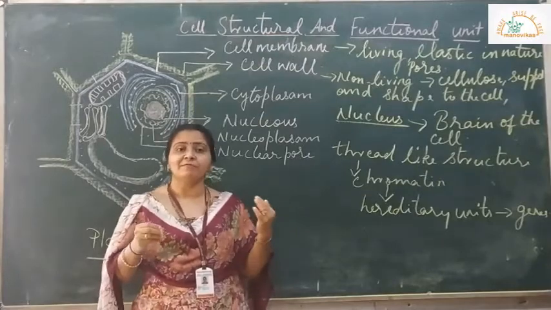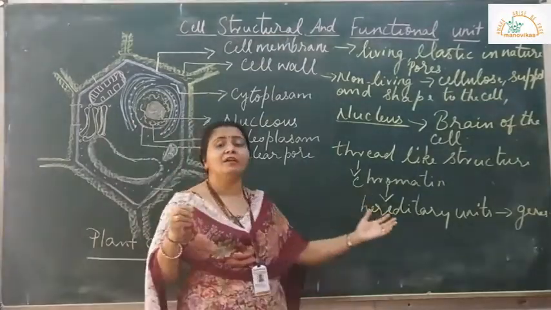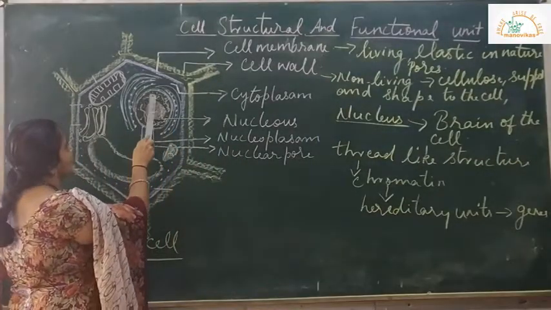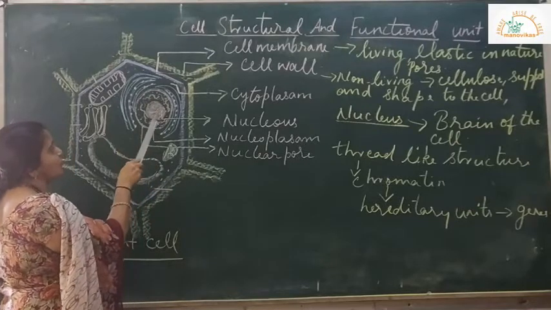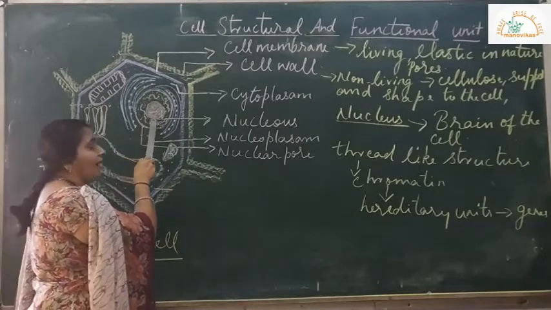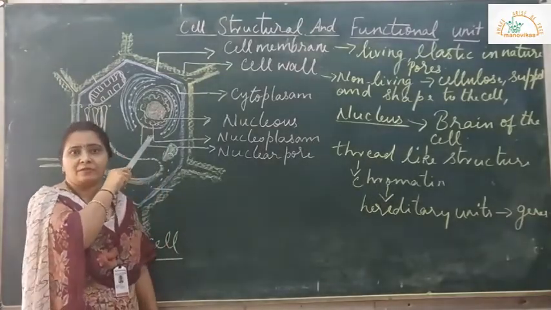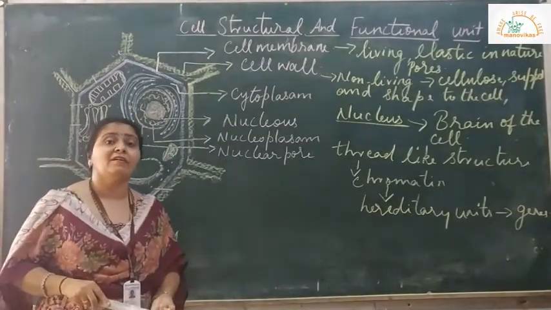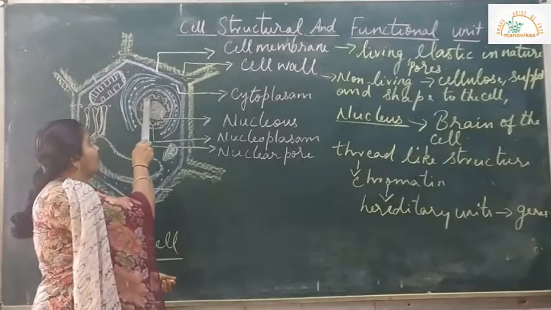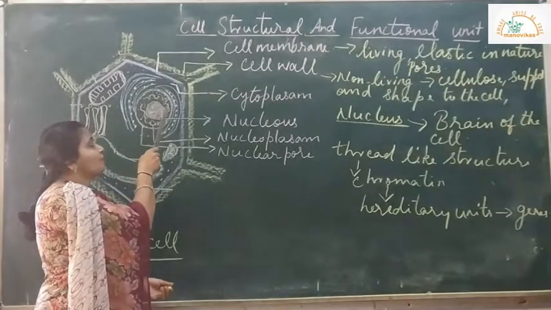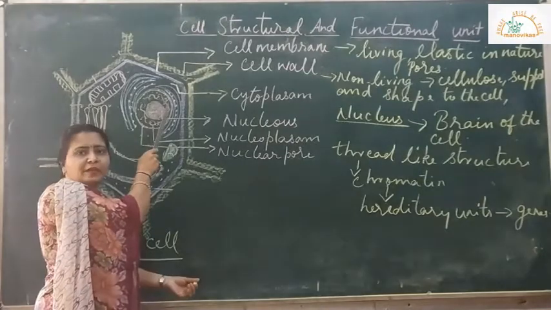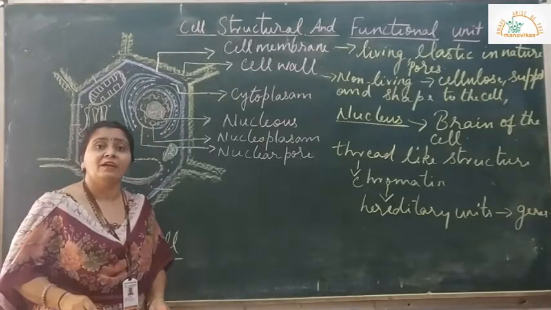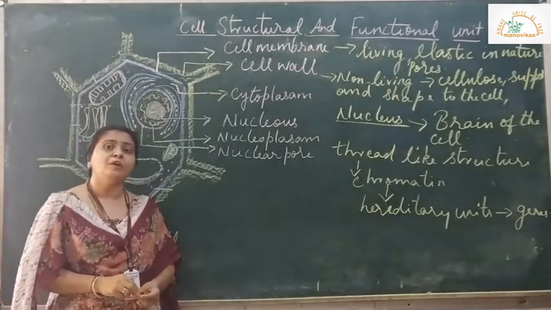Okay, and these chromatin fibers thicken and form chromosomes. So this thread-like structure present inside the nucleus is known as chromatin fibers or chromatin. This chromatin contains the hereditary material which passes from parents to offspring during cell division. And these chromatin fibers gradually thicken and form chromosomes.